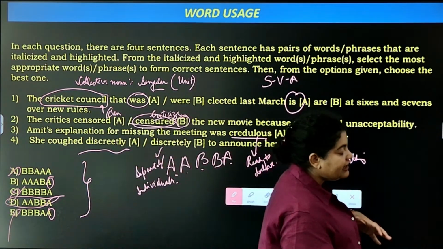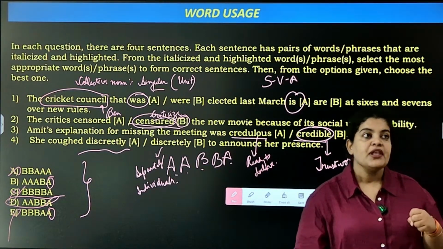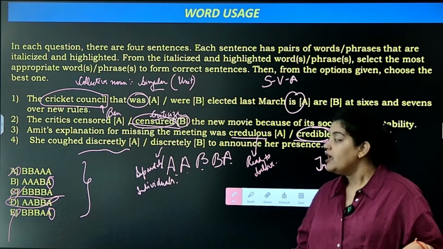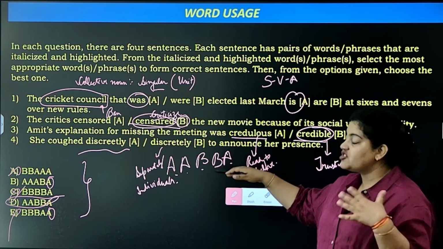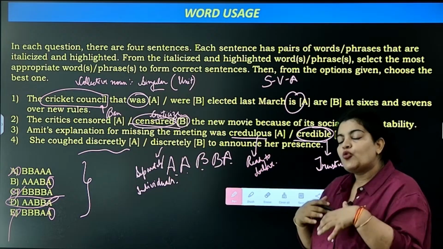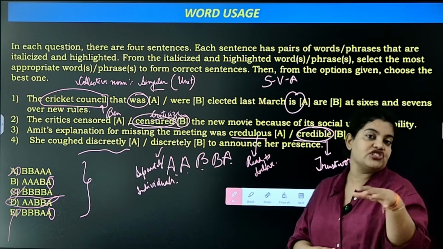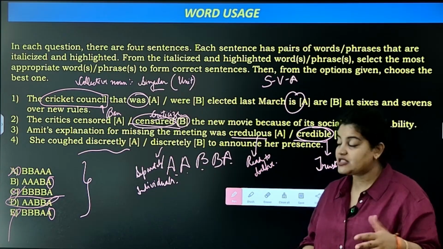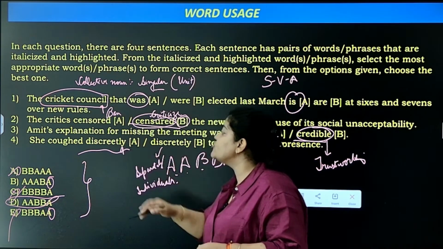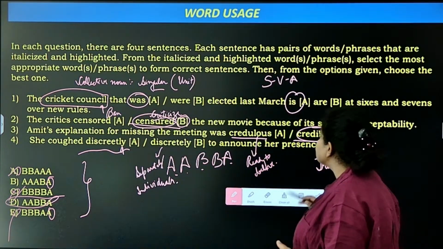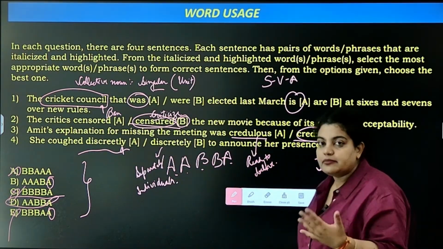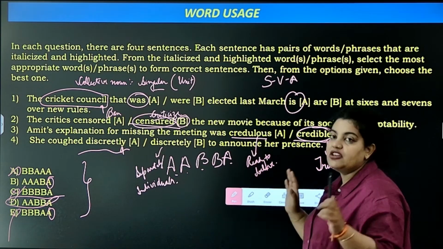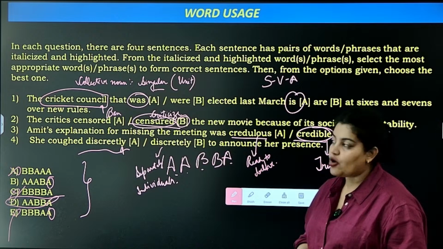Now discreetly is in a manner that you're doing it very smartly to avoid embarrassment. So what is happening here? She's coughing, but she does not want to draw all the attention to herself, and she's doing it in a very smart manner so that it does not cause her embarrassment. That is basically the meaning of the word. So she coughed discreetly to announce her presence, maybe something like this. Here separately and individually does not actually fit the context, right?